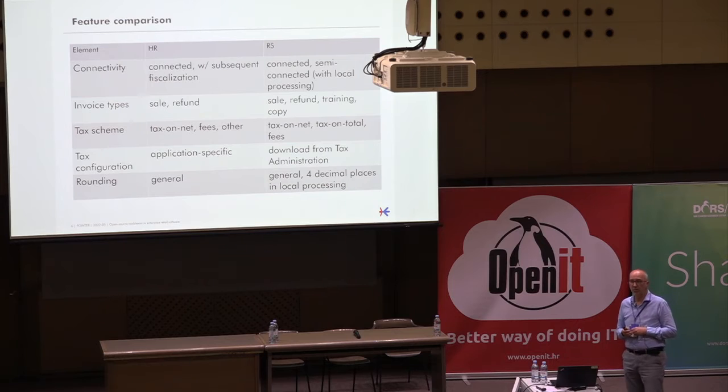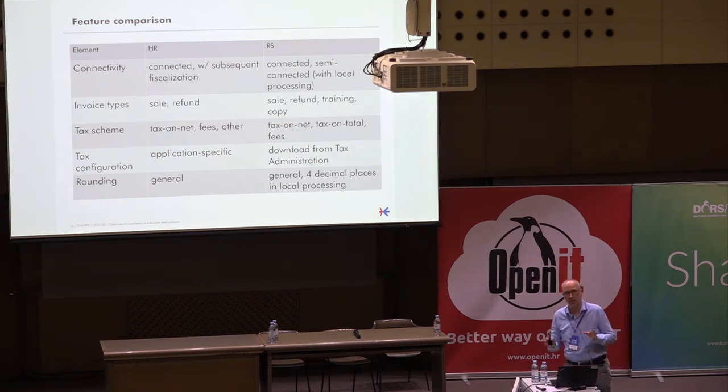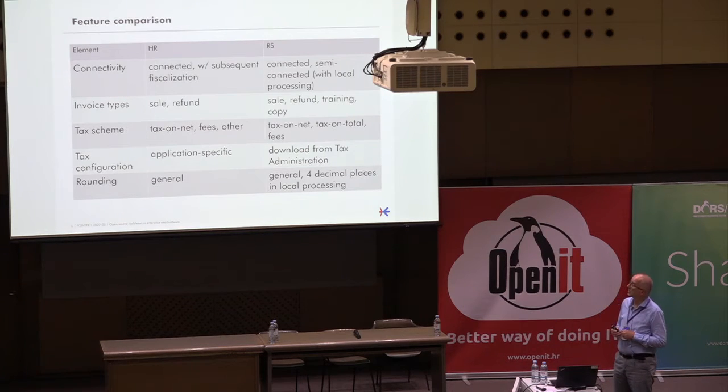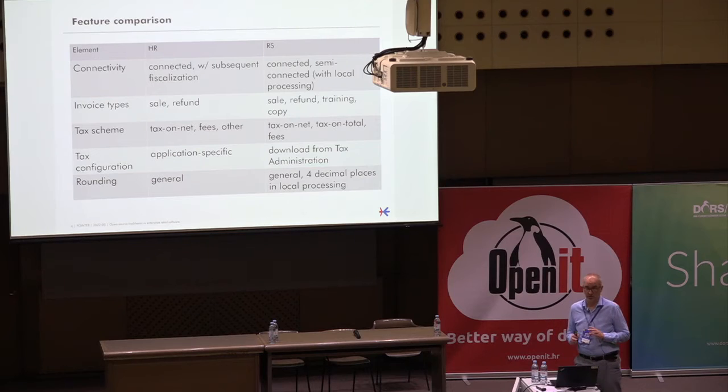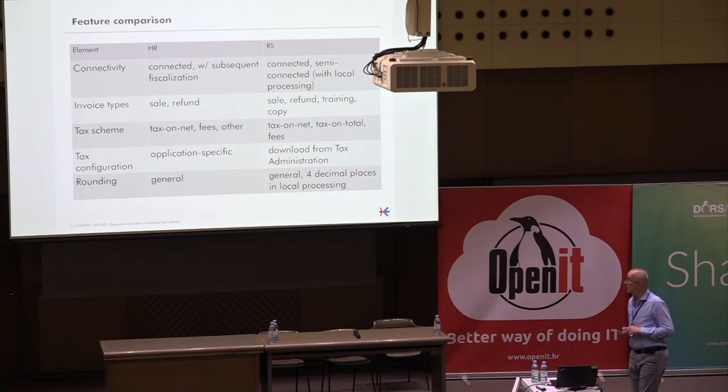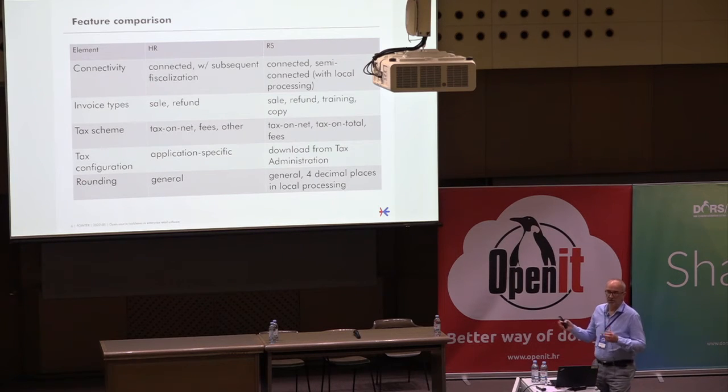When you compare features, regulatory and technological and technical, for both of these territories, we need to adapt, obviously, to very different connectivity models. We need to support different invoice types, tax schemes, tax configurations. We need to struggle with rounding and very diverse models of rounding. So as you can see very quickly, if we pick any of these elements, you will see that, and this is a good example, obviously.